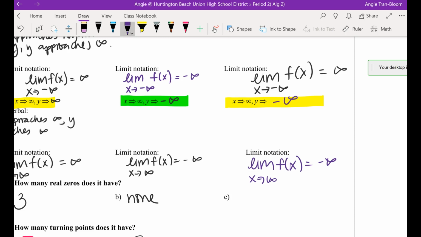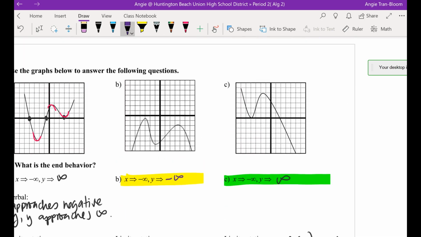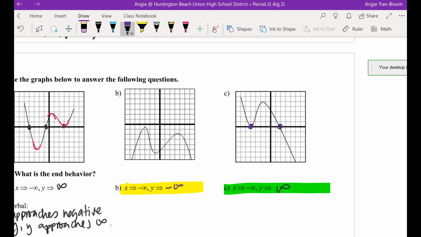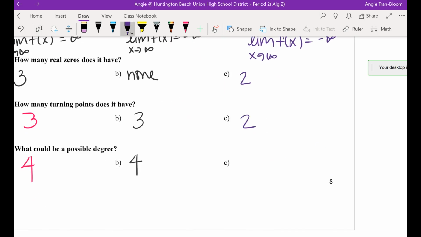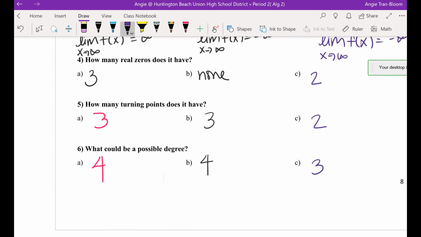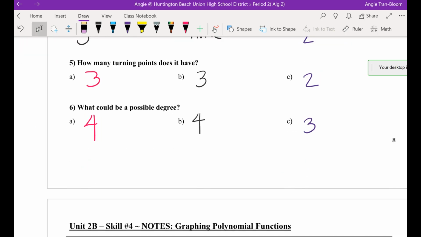Next. How many real zeros do you guys see? 2? Okay. So 1 is right here and 1's right here. How many turning points do you guys see? Also 2. Okay. What is a possible degree for this function? 3. Guys, it cannot be less than the turning points. It can be 3, 5, 7, 9, 101. Okay. So that's how we identify it.